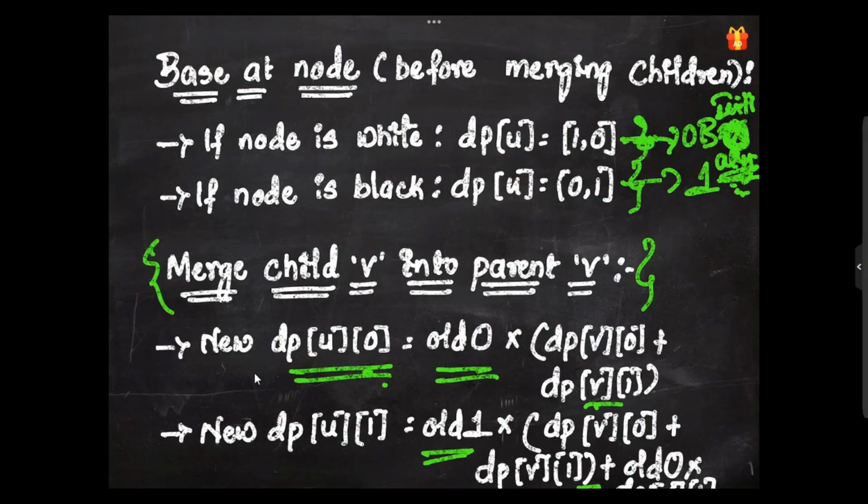So this is for the merge. We are just merging the child v into the parent u. Just try to remember this one, right?